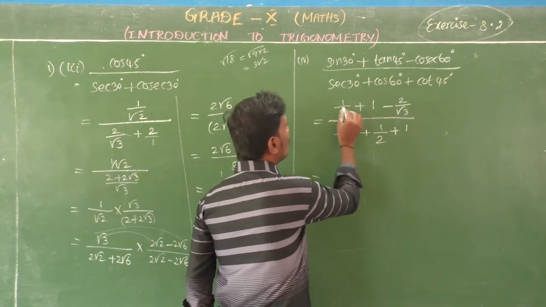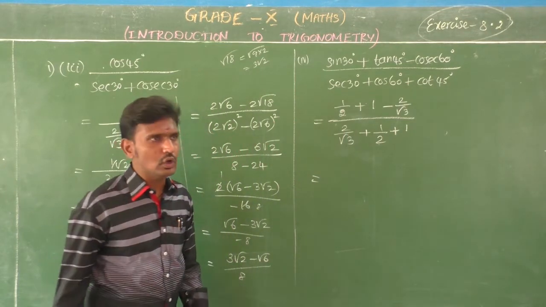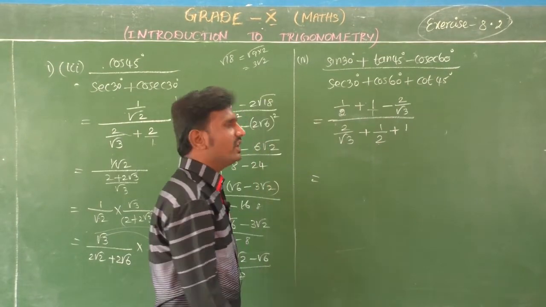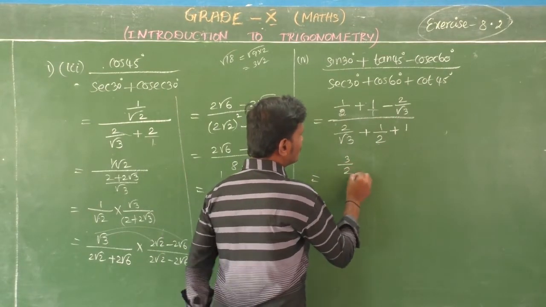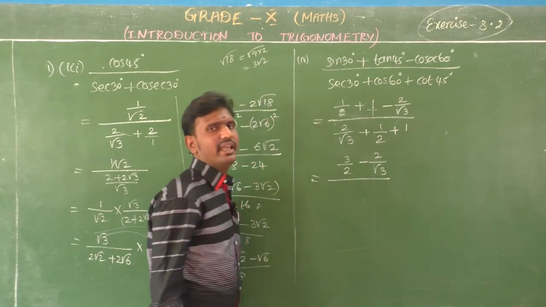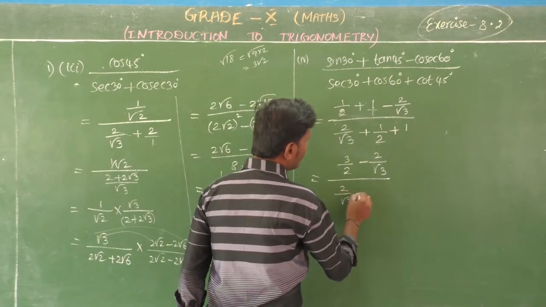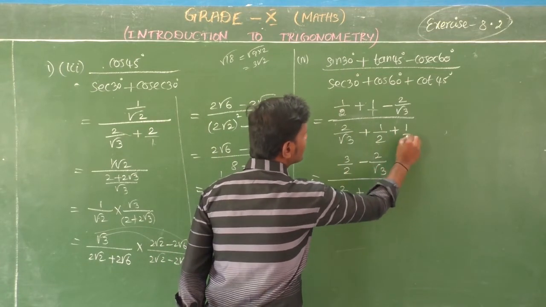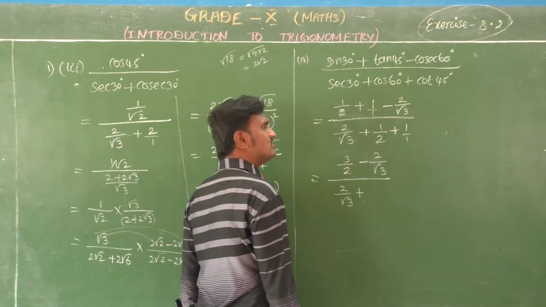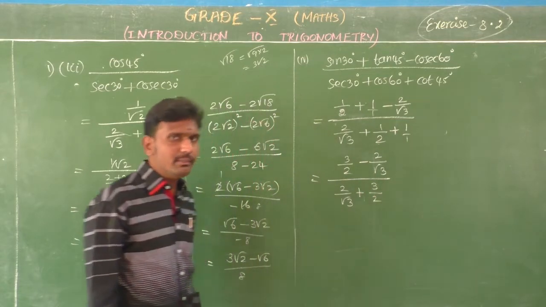Now see, 1 by 2 plus 1, you know, half plus 1 is 3 by 2, no? So take a cross multiplication of this to get 3 by 2. So 3 by 2 minus 2 by root 3, the whole divided by, as per the same in the denominator also, 2 by root 3 plus 1 by 2 plus 1. 1 ones are 1, 1 twos are 2. So 1 plus 2 is 3. So 3 by 2.